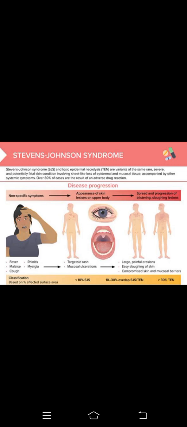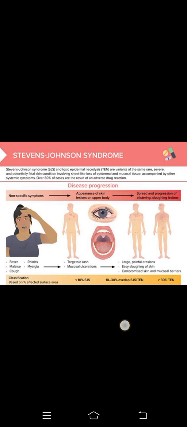Then these are the sequelae. Non-specific symptoms like fever, malaise, cough, rhinitis, myalgia, prodromal symptoms you can say happen. Then there is targetoid rash, mucosal ulcerations. This is the stage of appearance of skin lesions on the upper body. Upper body skin lesions happen.